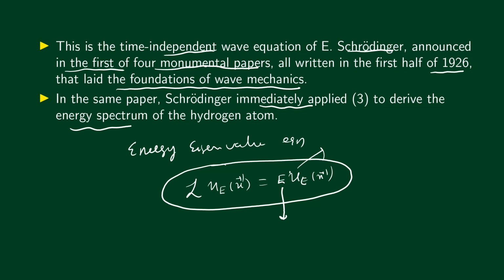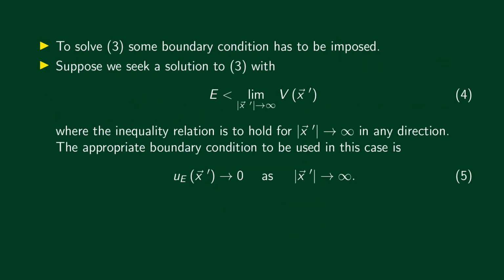And what are these eigenvalues? These eigenvalues are the energies. So that's how he obtained the energy spectrum of the hydrogen atom. Now to solve this equation, of course, some boundary condition has to be imposed.